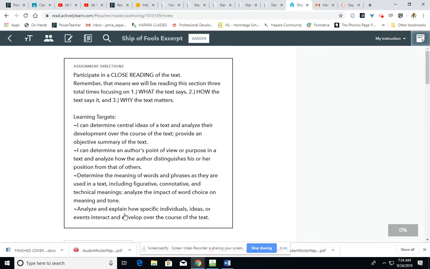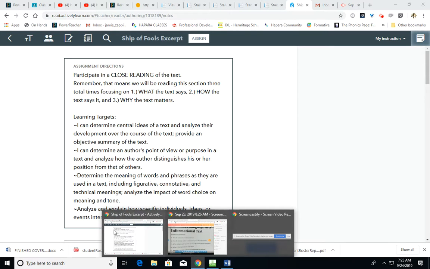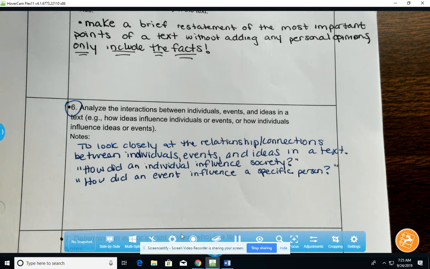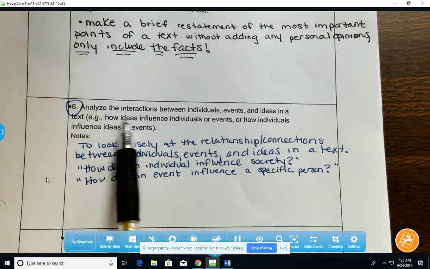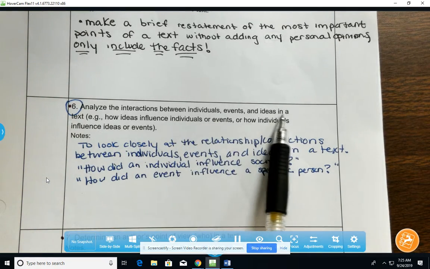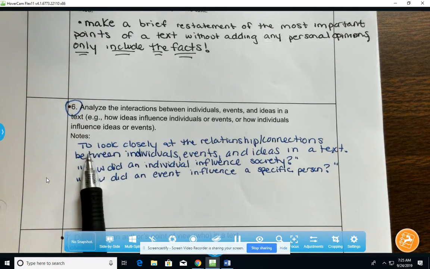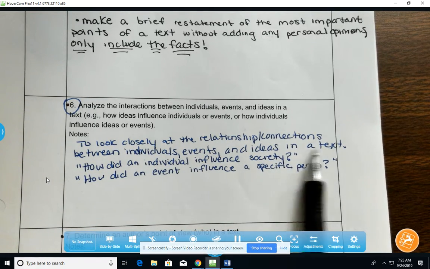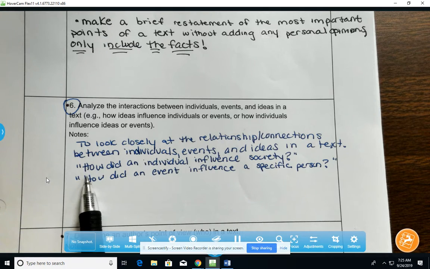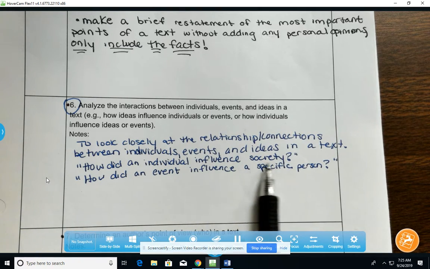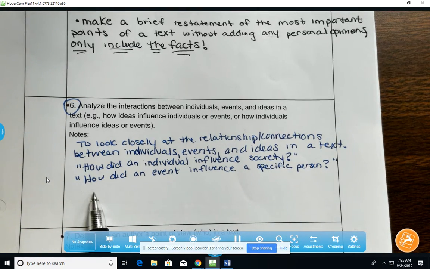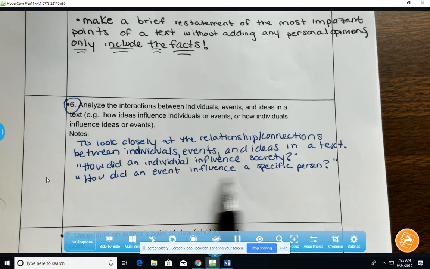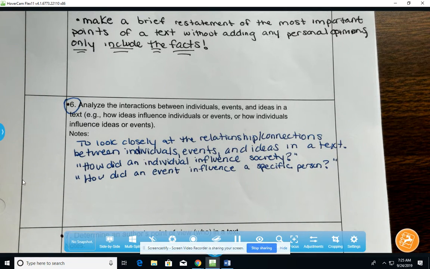And then in phase 3, we are looking at why the text matters. For this one, we are looking at learning target number 6, which is to analyze the interactions between individuals, events, and ideas of the text. This means to look closely at the relationship and connections between individuals, events, and ideas in the text, such as answering the question, how did an individual influence society as stated in the text? Or how did the event influence a specific person?